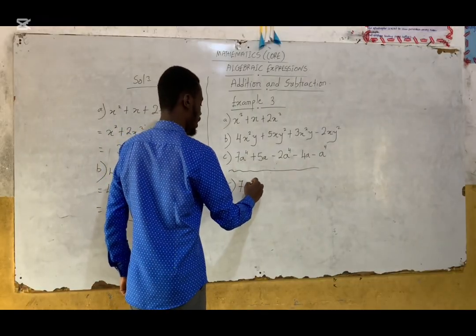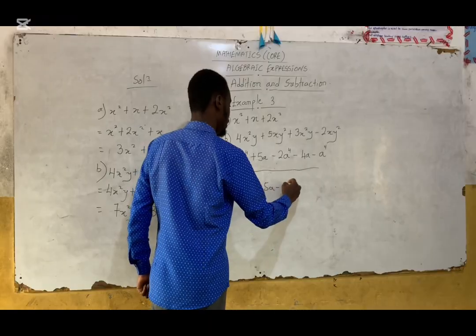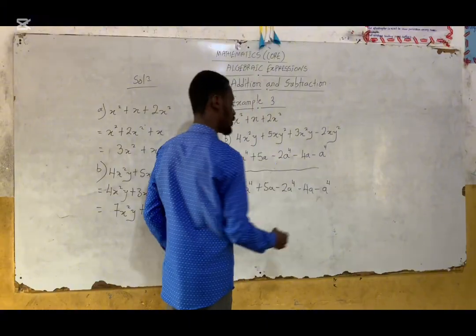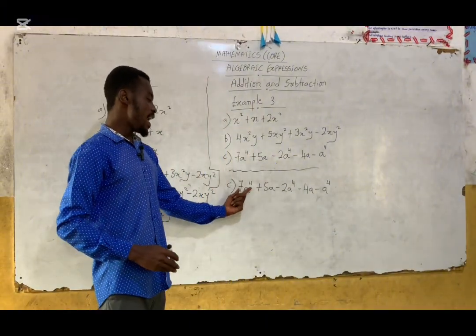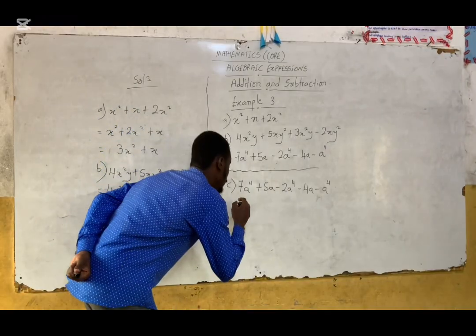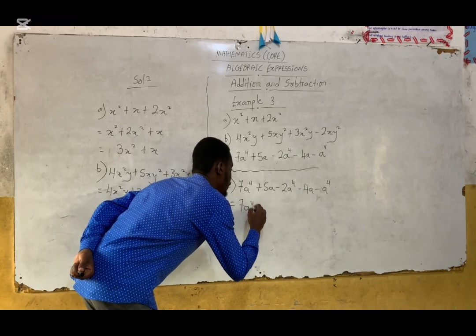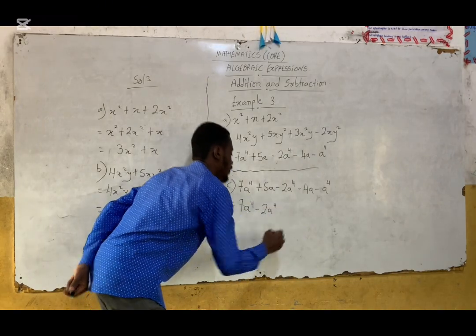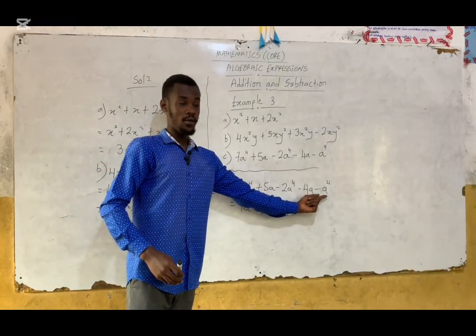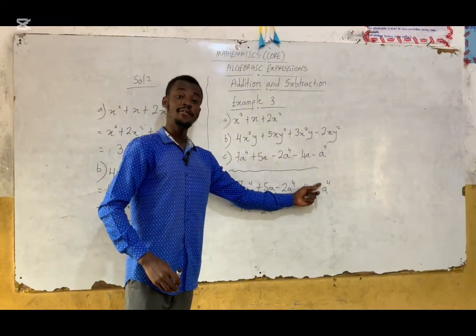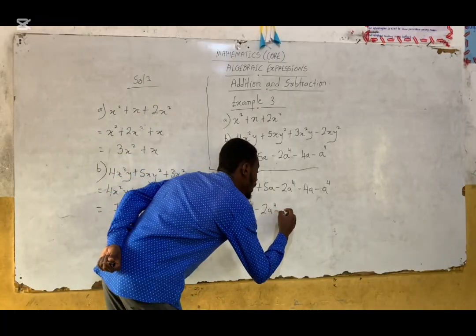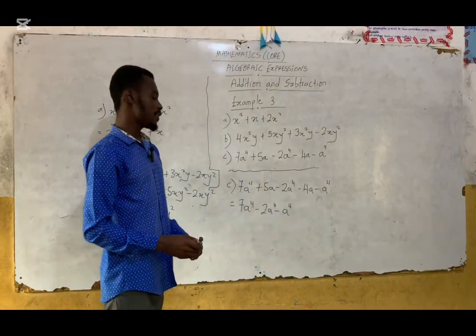7a exponent 4 plus 5a minus 2a exponent 4 minus 4a minus a exponent 4. 7a exponent 4 has a family member of negative 2a exponent 4. So 7a exponent 4 minus 2a exponent 4. Is there any other a exponent 4? Yes, minus a exponent 4. Remember I said when there is no number in front of a variable, there is 1 there. So negative 1a exponent 4, negative a exponent 4.